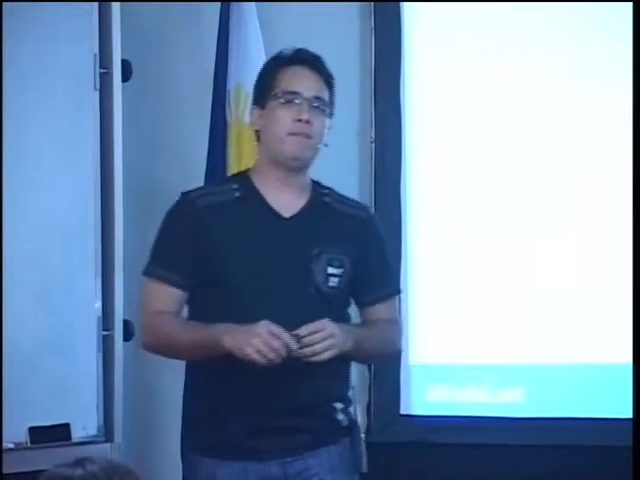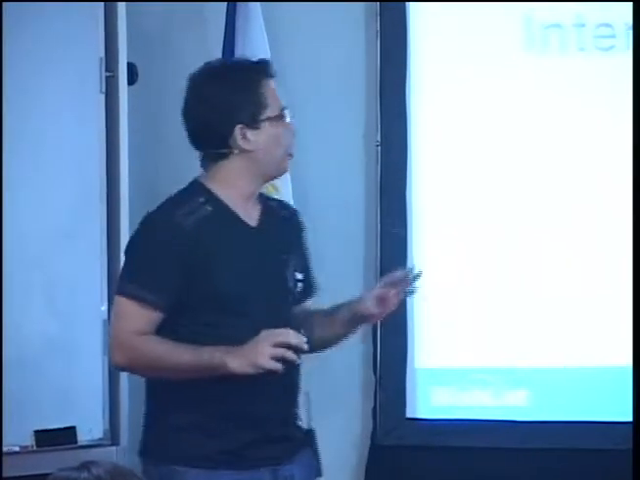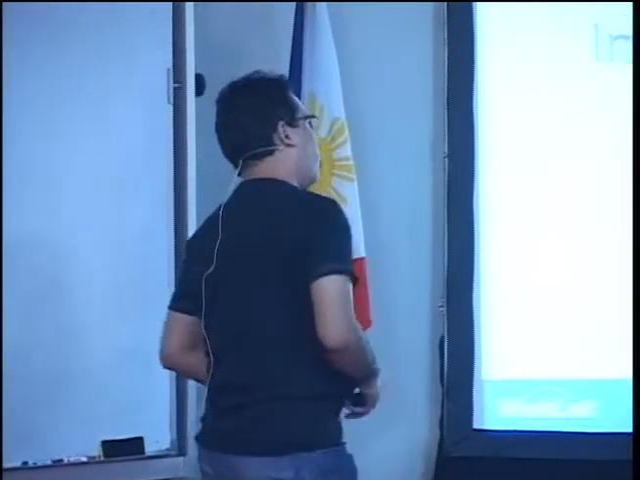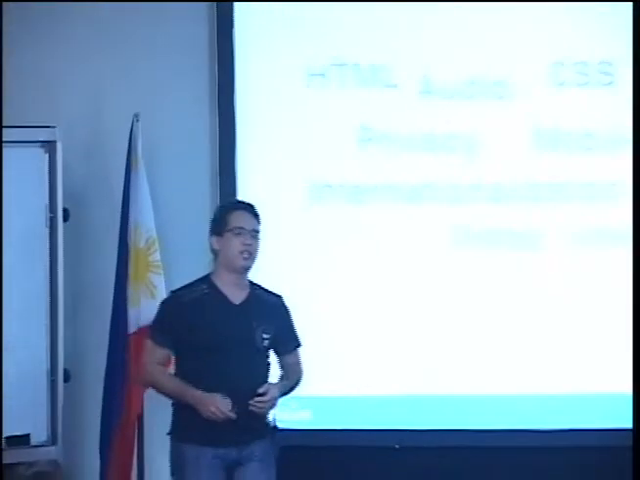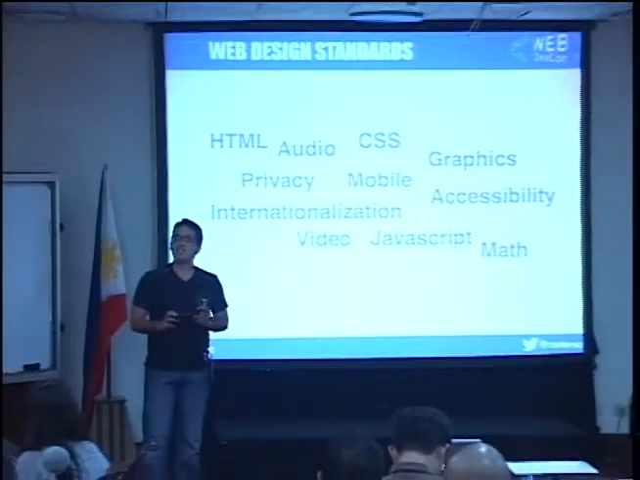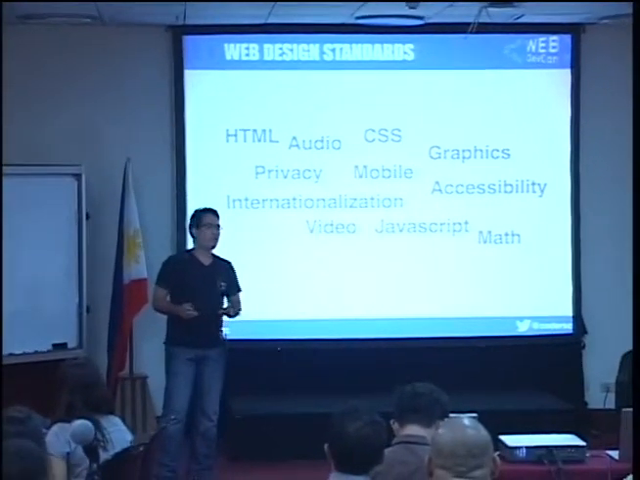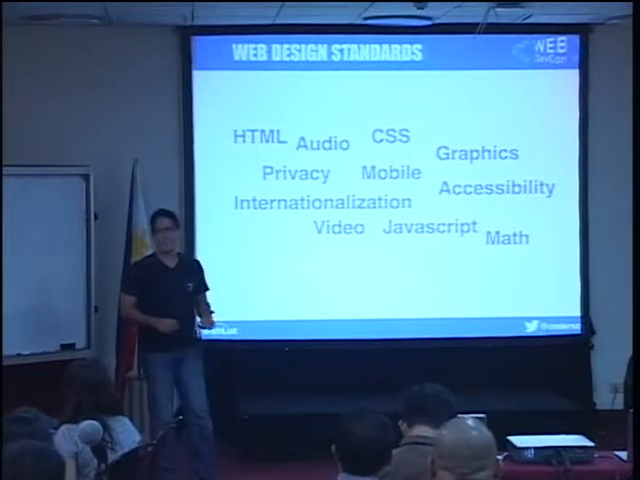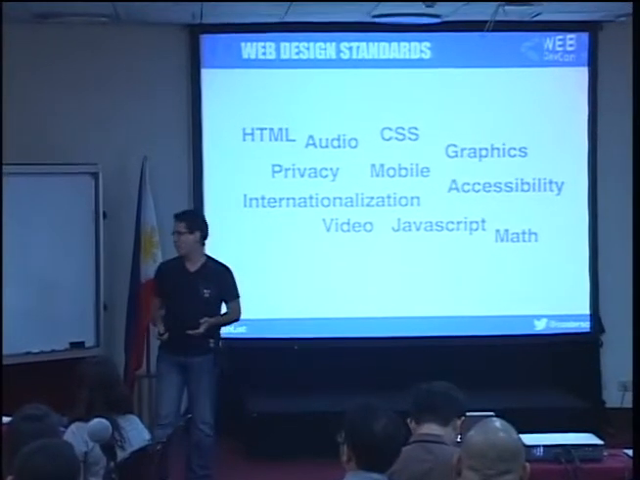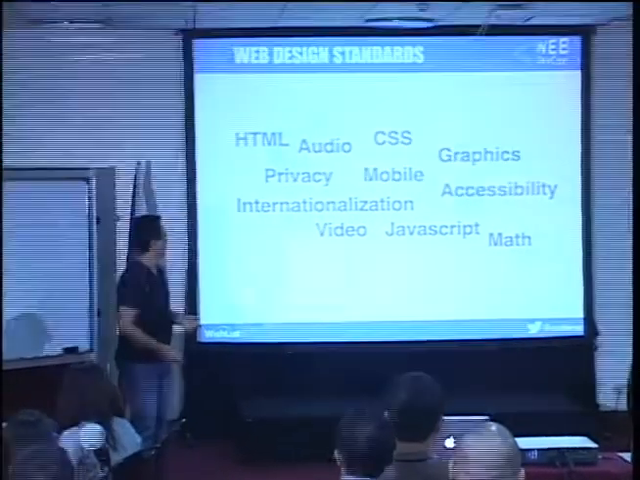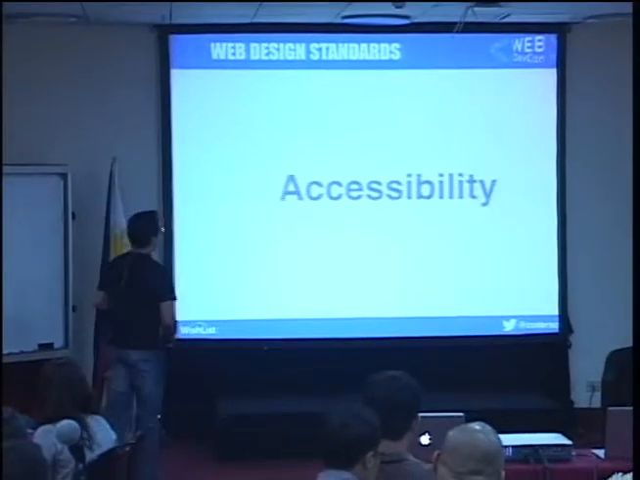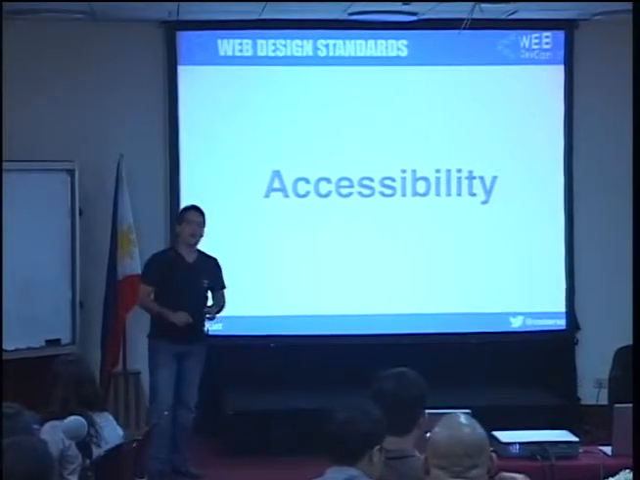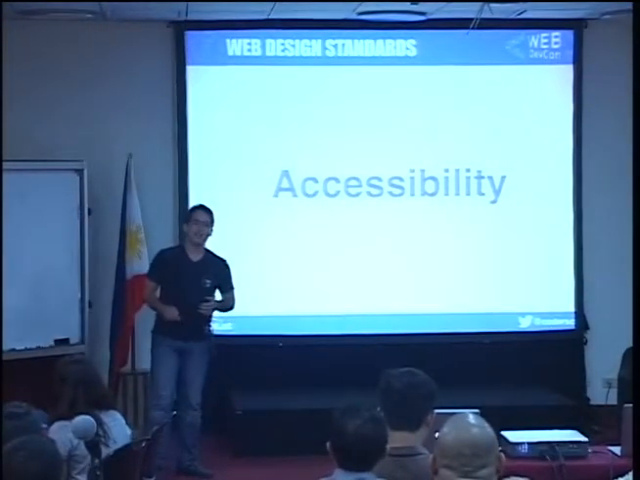When we talk about web design standards, we usually think about all of this stuff, right? HTML, CSS, graphics, mobile, privacy, etc. And it's basically a jungle out there, right? If we try to discuss all of this, then I guess we'll have to have, what, 3 days just to talk about this stuff. So we chose to talk about accessibility, which is the most neglected part of web design.